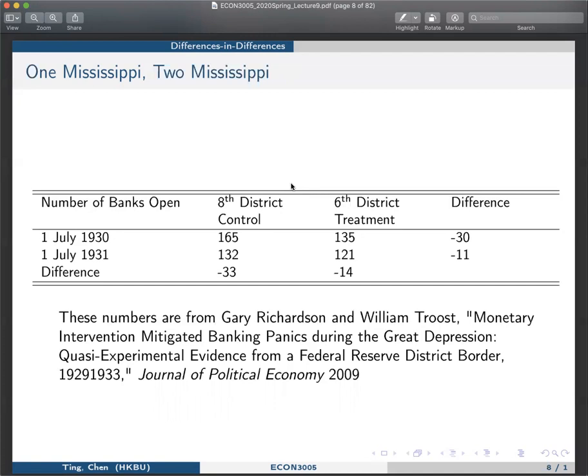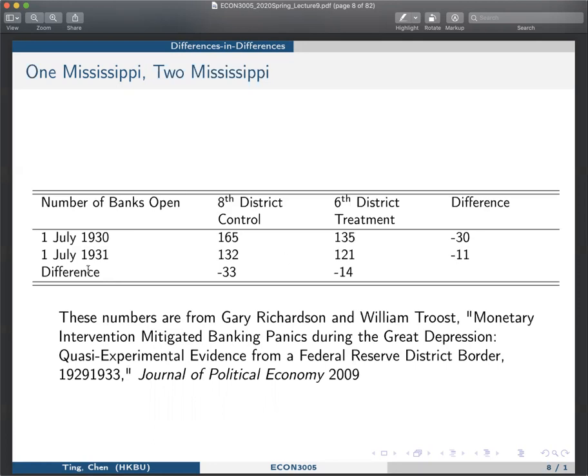In the 1930s, on July 1st, 1930, just before the banking crisis in Mississippi, the number of banks open in both districts was this: in the 8th district under St. Louis, 165, and in the 6th district under Atlanta, 135. And the difference is minus 30.